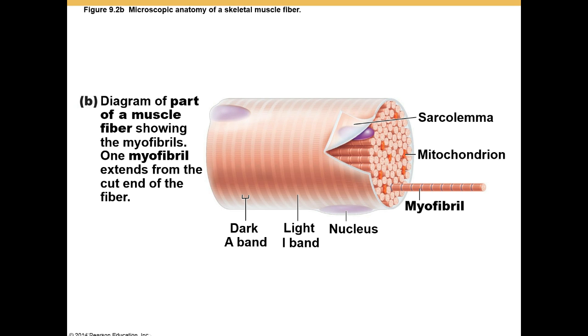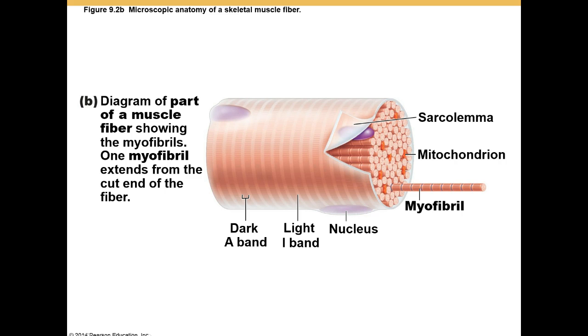So here we can see a small section of a skeletal muscle fiber. On the outside, you can see the sarcolemma. The sarcolemma is the muscle cell membrane covering the outside of the cell. In this view, you can see 3 nuclei pushed up towards the edge.